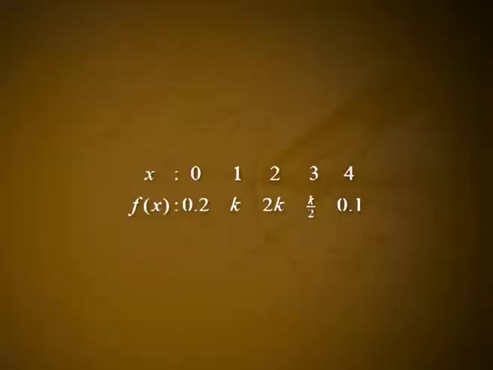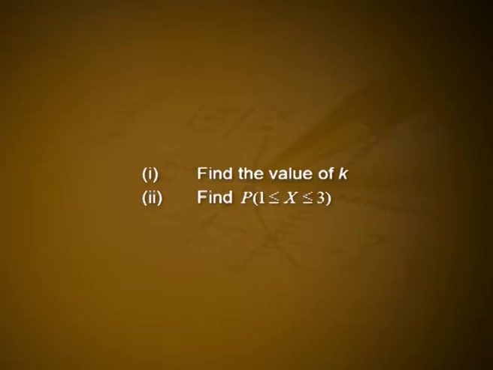3. Given a discrete random variable x with probability distribution as the values of x 0, 1, 2, 3 and 4 with corresponding f of x values 0.2, k, 2k, k by 2 and 0.1. Number 1, find the value of k. Number 2, find P of 1 less than or equal to x less than or equal to 3.